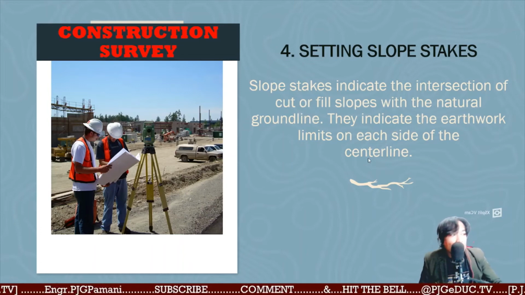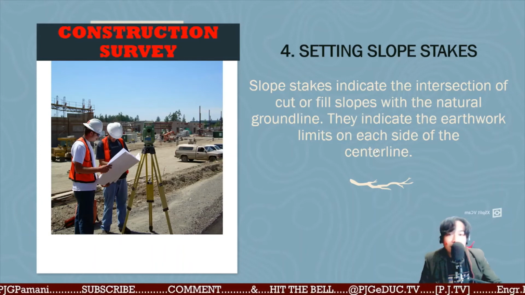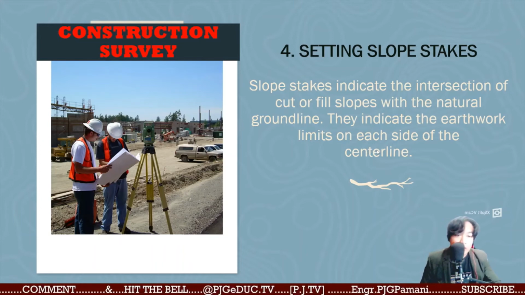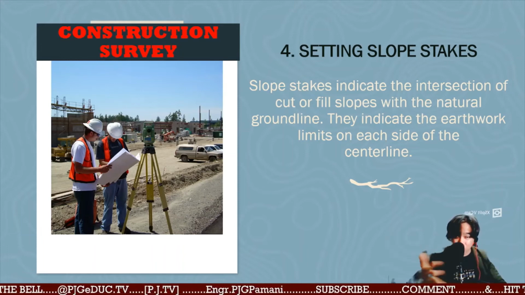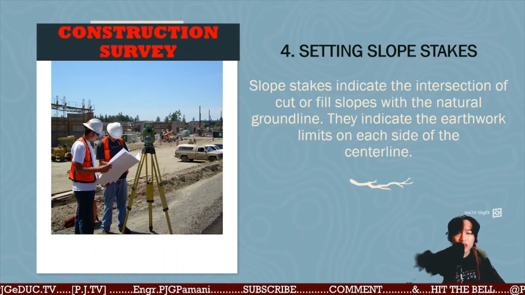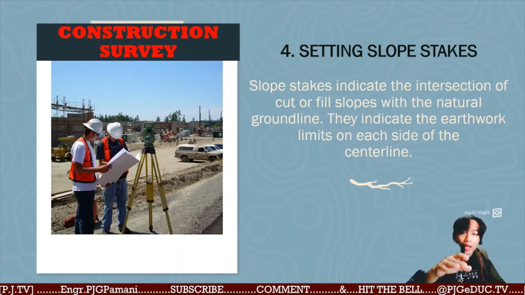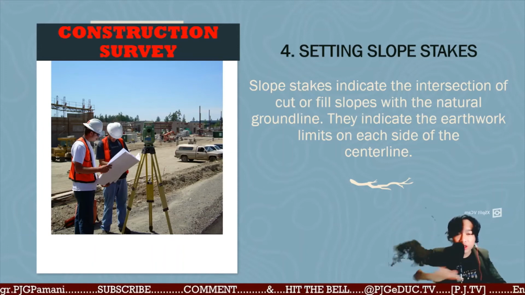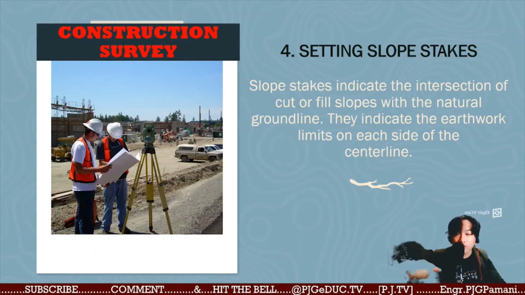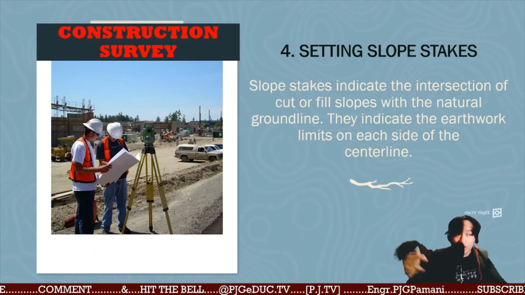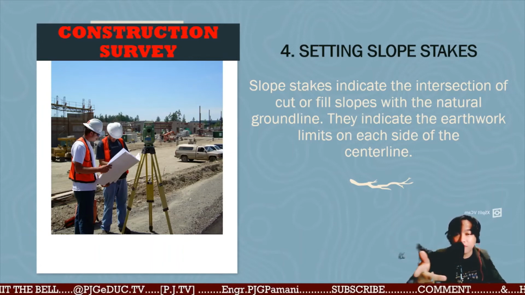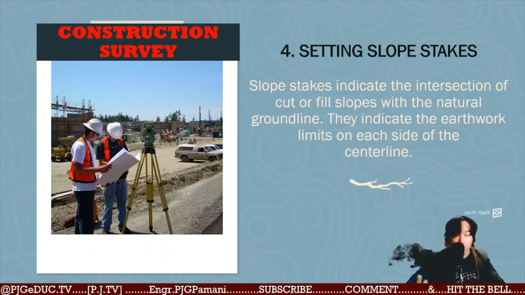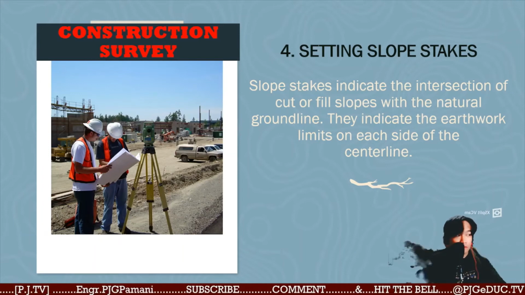They indicate the earthwork limits on each side of the center line. How much volume of soil do we need to cut off on that specific location for us to build this roadway? Or how much volume of soil do we need to embank on that location for us to achieve this super elevation or this inclination of roadway to achieve later on a suitable speed for vehicles to pass through or to follow and so forth and so long.